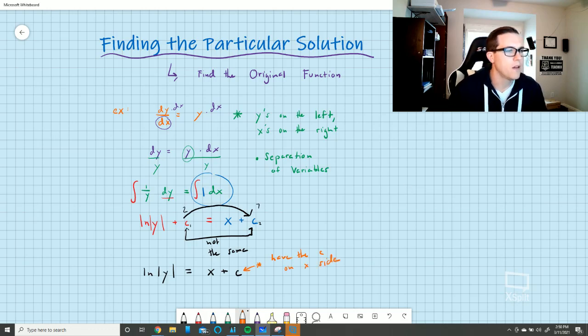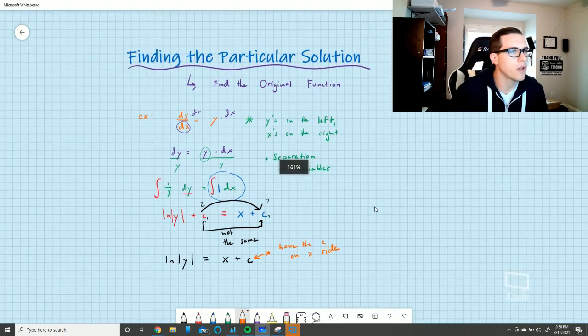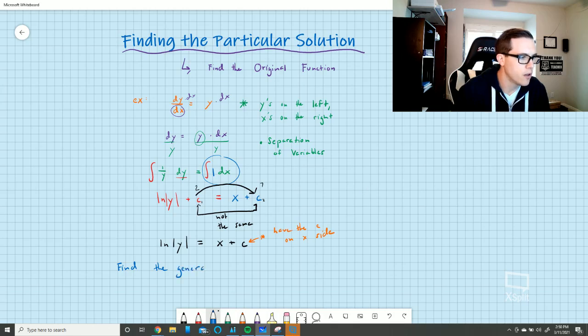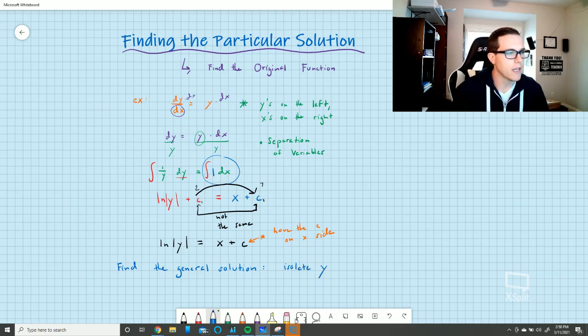Okay, so now we're at a point where we can't really do anything else, except what we could do is we can find something called the general solution. How do we do that? Isolate y. So how do I isolate y? I have to get the natural log off this side. How do you undo a natural log?